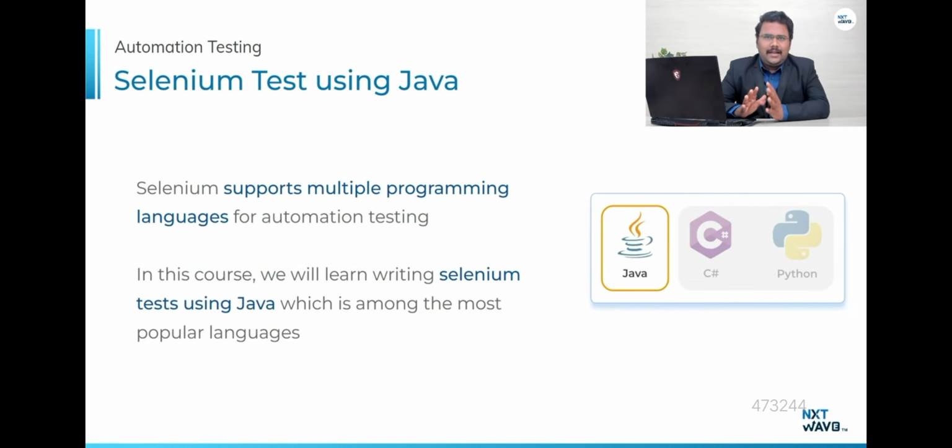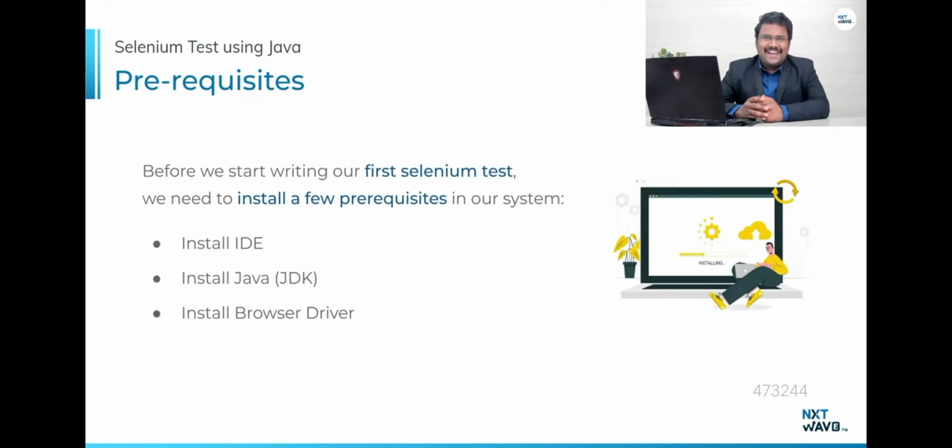Just to reiterate, Selenium supports multiple programming languages for automation testing, and as we move ahead in the upcoming sessions, we'll be using Selenium to write and run our automation tests. More specifically, in this course, we'll be learning how to write Selenium tests using Java, which is one of the most popular programming languages out there. Before we start writing our first Selenium test, we need to install a few prerequisites in our system. In this session, we'll see how to install these prerequisites in a Windows system.